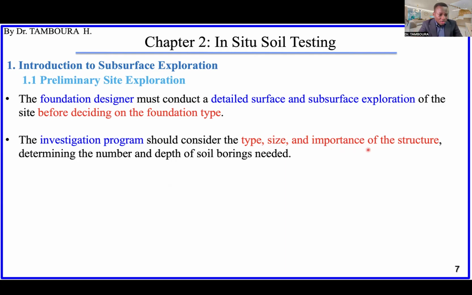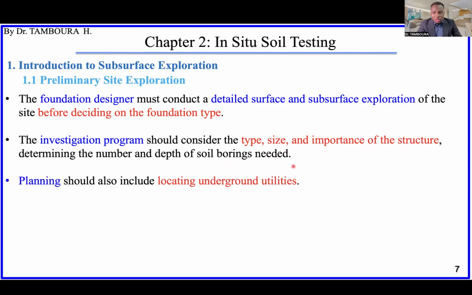Importance means, for example, if you are going to build a hospital, it's not the same as when you are going to build a private house, something like that. Hospital, administration buildings, and maybe schools for kids. So the importance of the building also will affect the number and the depth of borings we are going to do. Okay, so we need to plan.